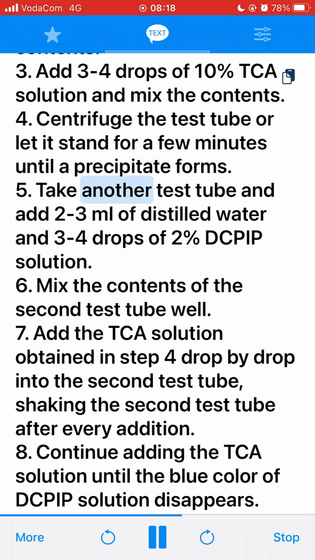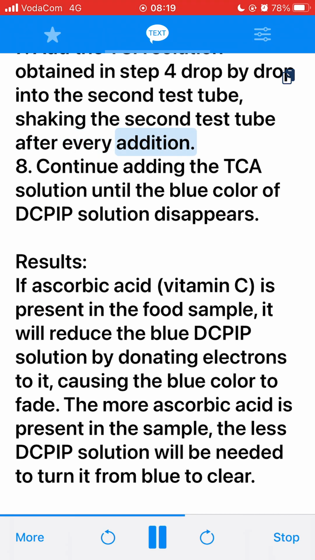5. Take another test tube and add 2-3 milliliters of distilled water and 3-4 drops of 2% DCPIP solution. 6. Mix the contents of the second test tube well. 7. Add the TCA solution obtained in step 4 drop by drop into the second test tube, shaking the second test tube after every addition. 8. Continue adding the TCA solution until the blue color of DCPIP solution disappears.